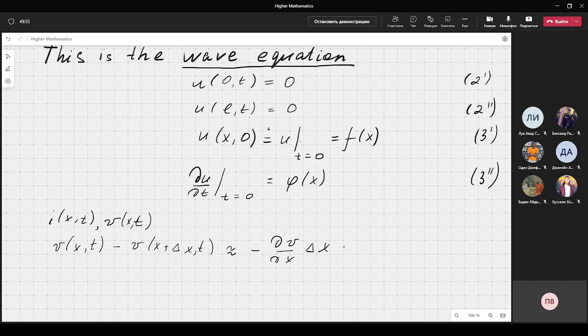Thus, this equals minus dV over dx times delta x equals I times R times delta x plus dI over dt times L times delta x. Formula 4.